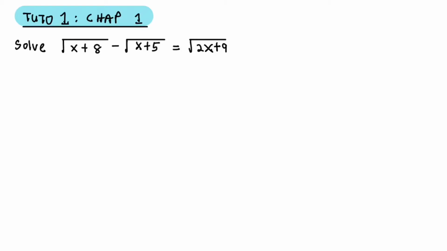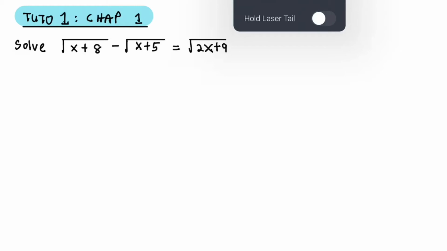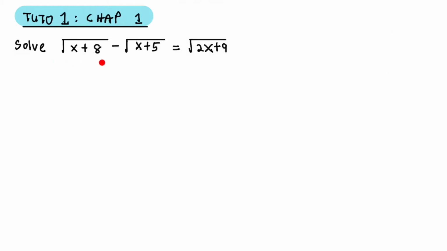Alright, now let's look at this question for tutorial 1, chapter 1. They ask you to solve square root of x plus 8 minus square root of x plus 5 equivalent to square root of 2x plus 9.